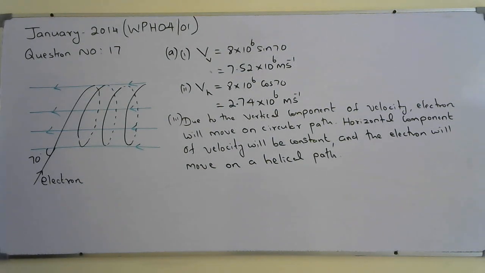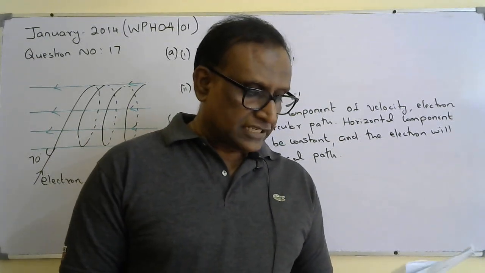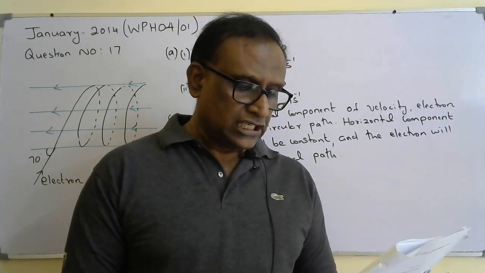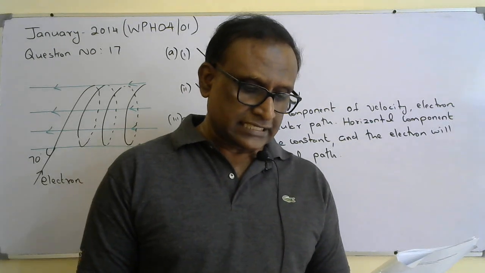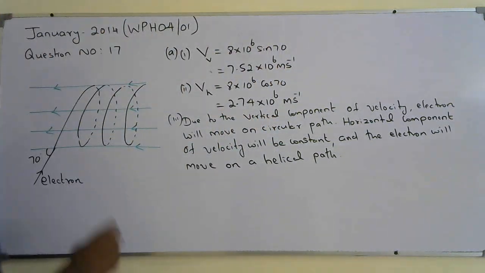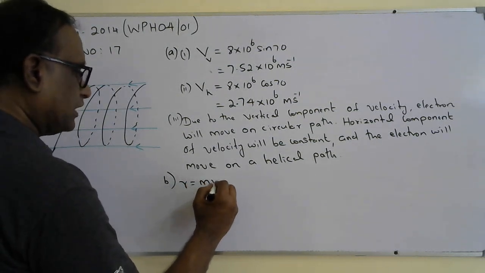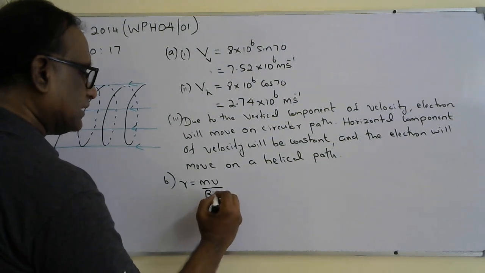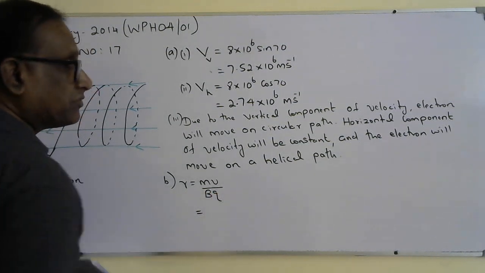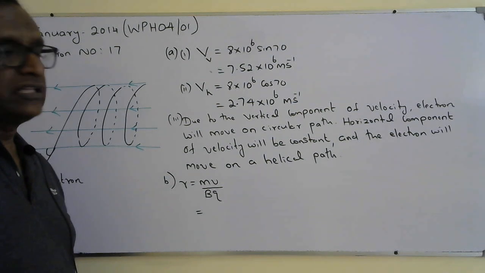Okay, B part, first part, show that the radius of the loop of the helical path is about 3 × 10^-3. So this is the radius of the loop. There I told that already, r equals mv over Bq is the general equation. When we consider v, that's the component of the velocity perpendicular to the field lines.